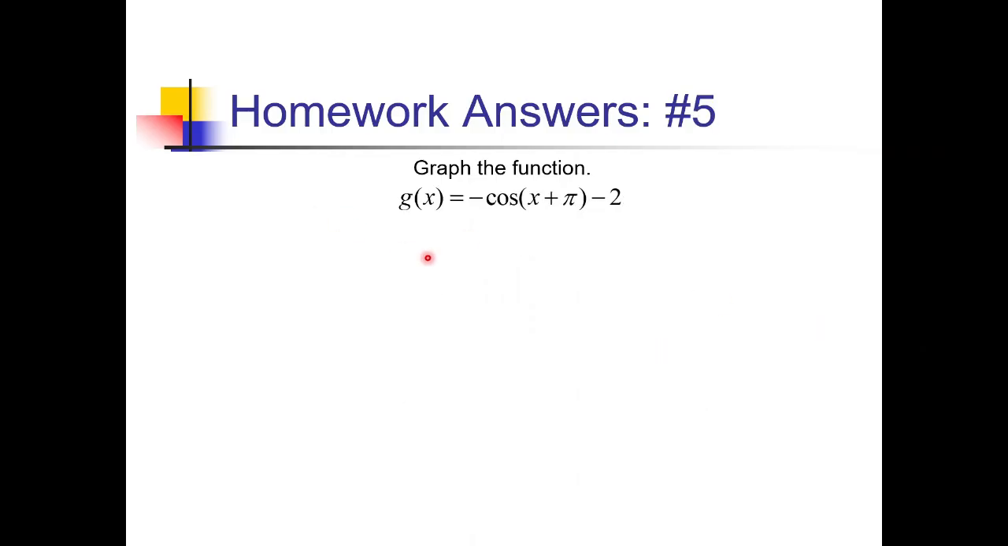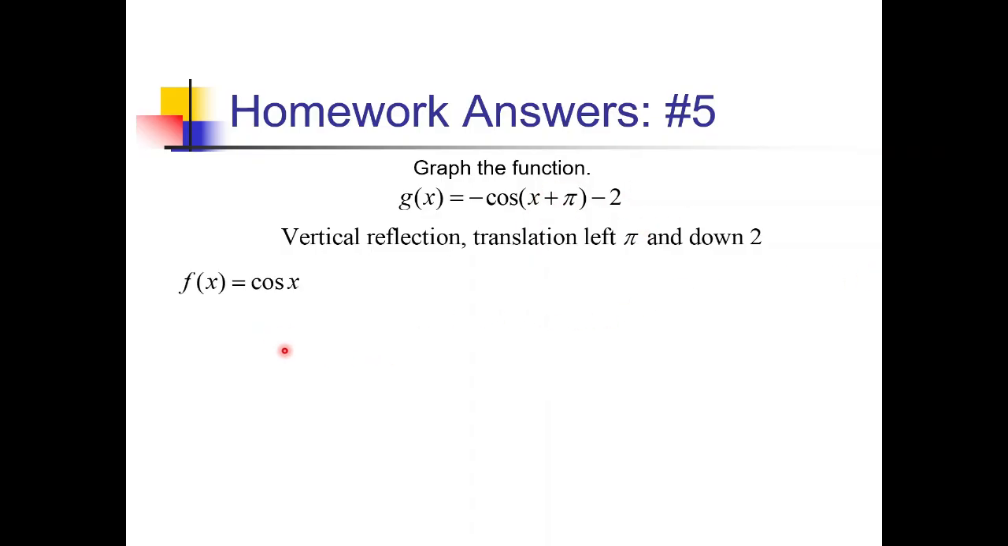We're going to graph this transformation of the cosine function. Let's first identify the exact transformation happening. The negative outside gives us a vertical reflection. The minus 2 outside is a shift of down 2, translation down 2. And then the plus pi inside gives us a translation of pi to the left, opposite of what it looks like. So we have a vertical reflection and translating left pi, down 2.